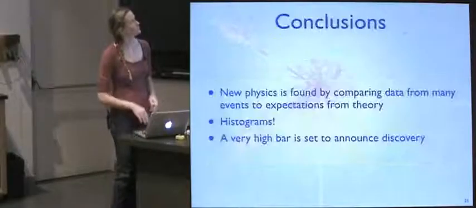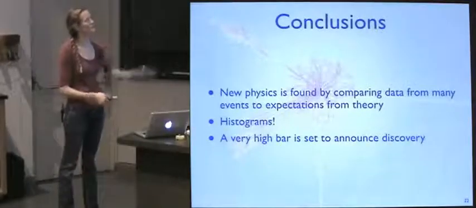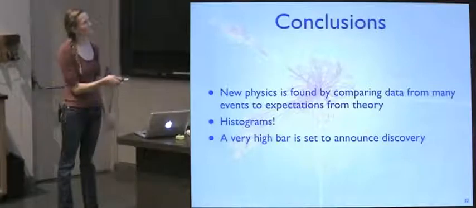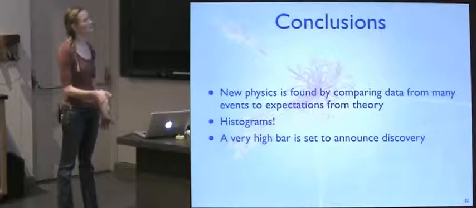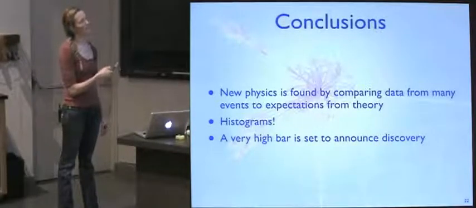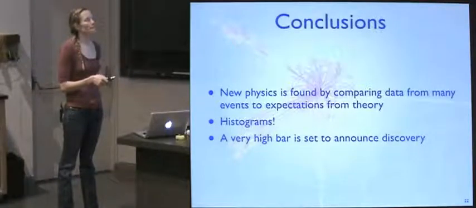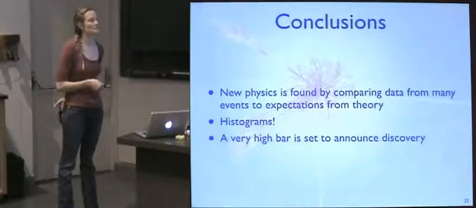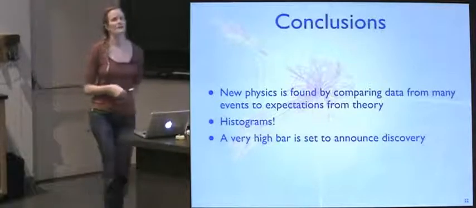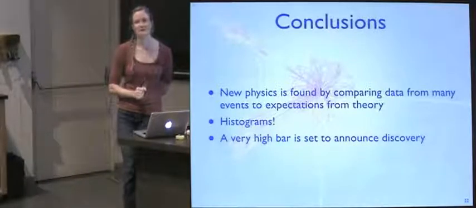All right, so this is just the conclusions. New physics is found by comparing data from many events to expectations. We use a lot of histograms. All of our comparisons come from histograms. And a very high bar is set to announce discovery so as not to end up being embarrassed by wrong results. All right, so that's it.